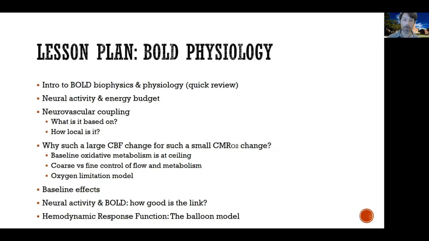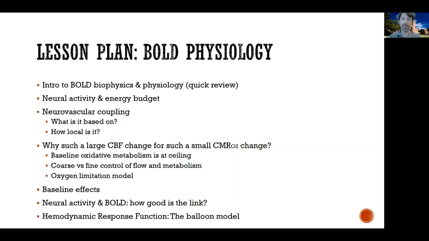So as you'll find out, during activity, you get a 50% increase in cerebral blood flow, but you get that giant increase to support a small 5% increase in the use of oxygen. And there are three theories as to why that is, which I want to cover.